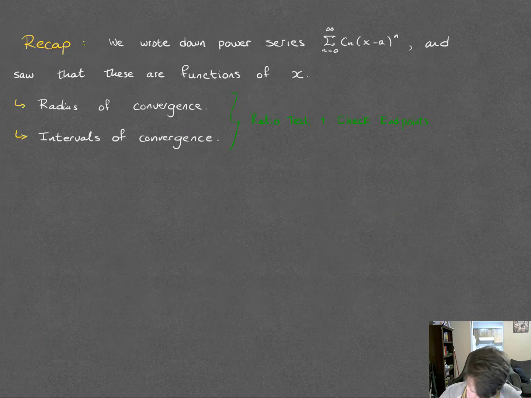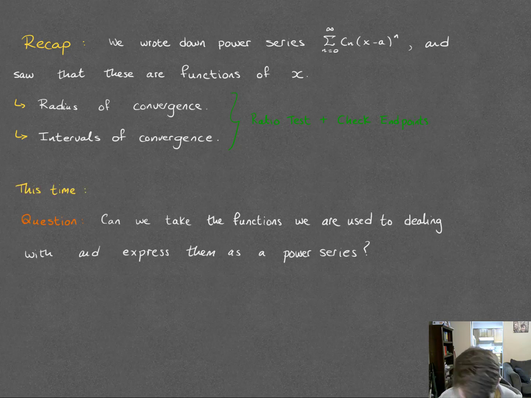Now let's move on to representing functions as power series. So recap from what we've just done, we wrote down the power series centered at a, and we saw that these are functions of x. We used the ratio test on them to find the radius of convergence, and to find the interval of convergence we have that interval plus maybe the endpoints. So you check the endpoints individually. So now what we're going to talk about is, can we take functions that we're used to dealing with and express them as power series?